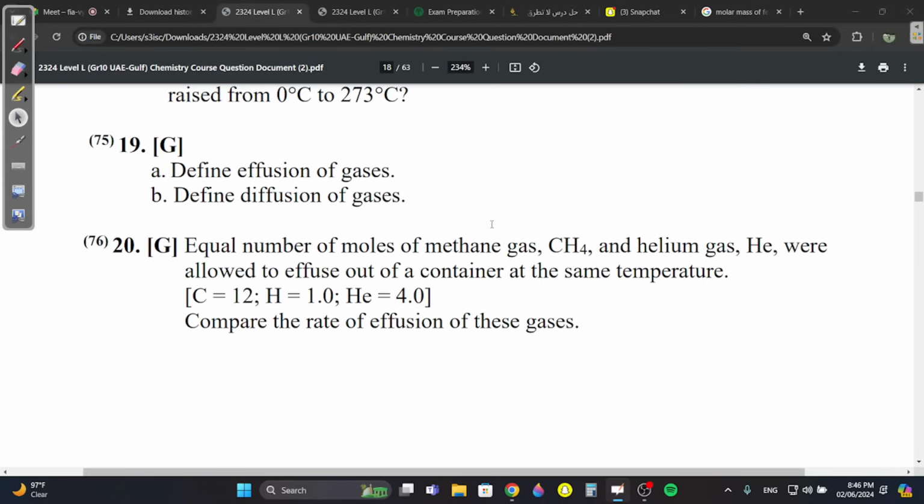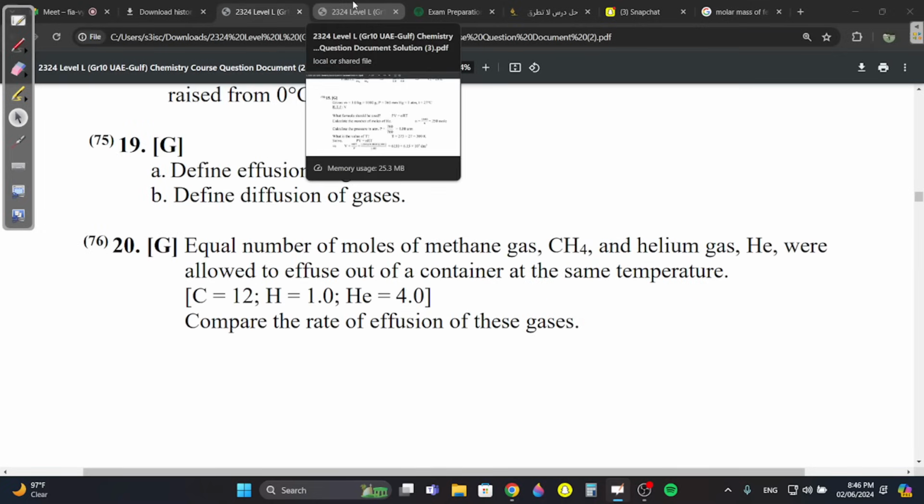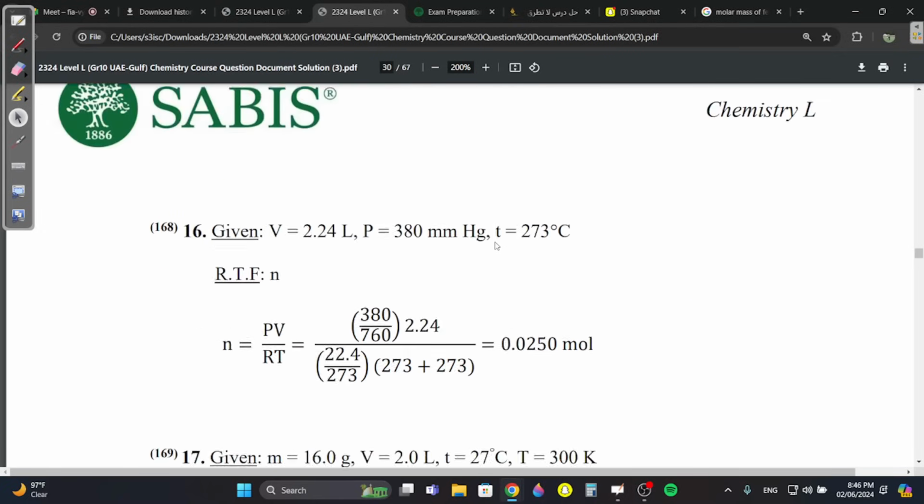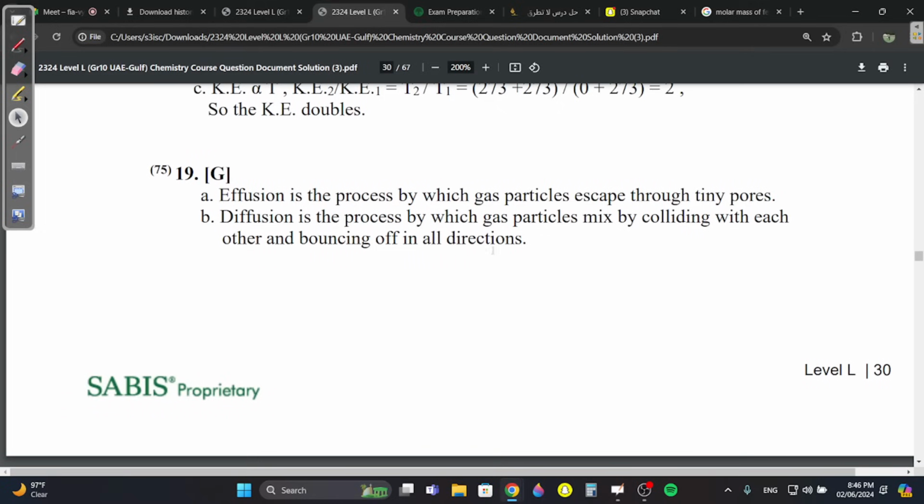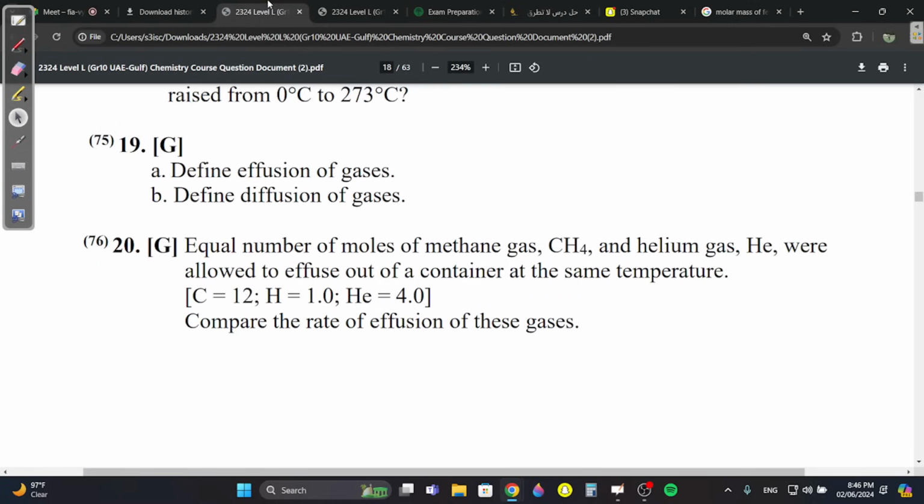Okay, define effusion and diffusion. Effusion is the process by which gas particles escape through a pore, and diffusion is the random movement of gas particles bouncing off in all directions, mixing. Equal moles of methane and helium gas were allowed to effuse out of a container at the same temperature. Compare the rate of effusion of these gases.